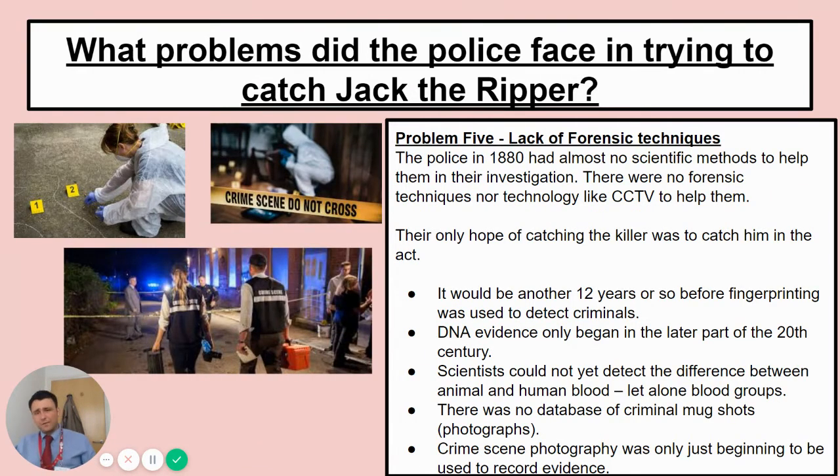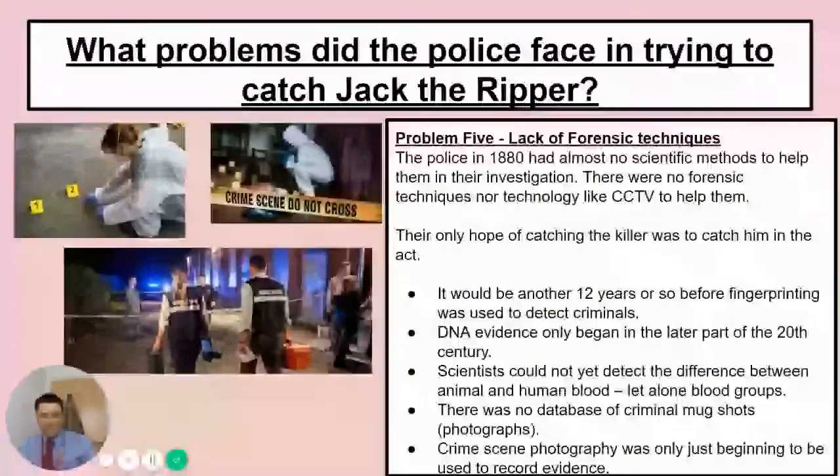Problem 5, lack of forensic techniques. And if you look at these pictures, this is probably what you're used to seeing when you watch crime dramas on TV today. You get the police tape put around, you've got people wearing suits, you have got chemicals being used to track DNA and so on, and lots of photographs taken. Yeah, but this is 1880. The police have got almost no scientific methods to help them in their investigation. The science isn't that developed yet.